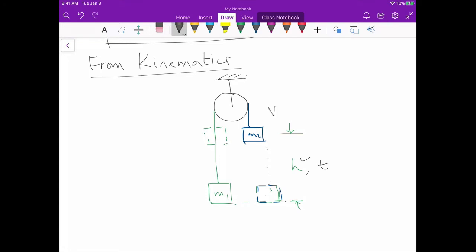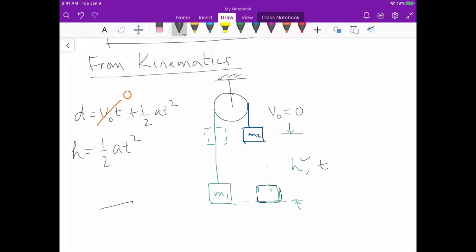Since this motion is starting from rest, its initial velocity is 0. From kinematics, the distance traveled in a uniformly accelerated motion is the initial velocity times time plus half times acceleration times t squared. But since the initial velocity is 0, this term disappears. So instead of d, what you have now is h, the height traveled by the descending mass, equal to half times acceleration times t squared.